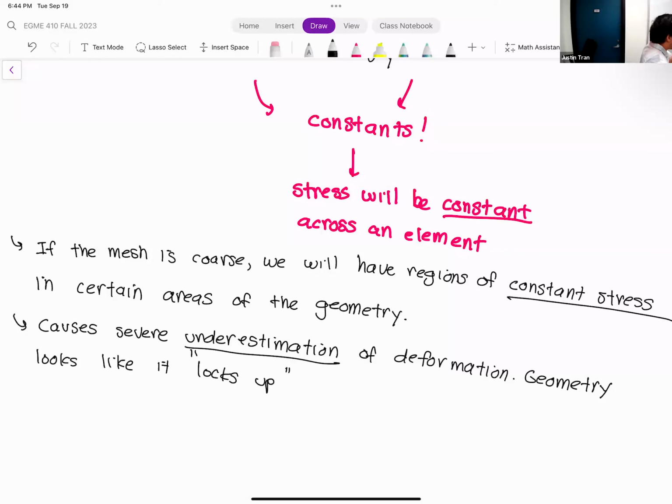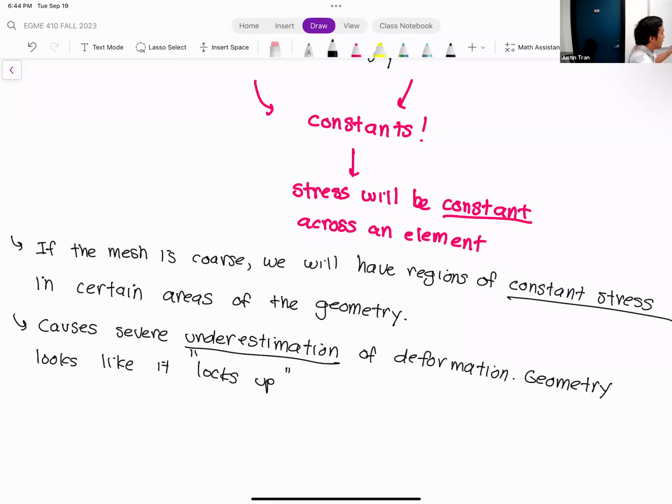So the linear quadrilateral, because it has that mixed term, is a little bit resistant to this, because you do have some variation, but that variation is always in the perpendicular direction, because when you take the derivative, you get a term in either y or x, which is perpendicular to the direction that you're looking at. And so it's a little bit resistant to it, but it's not completely immune.